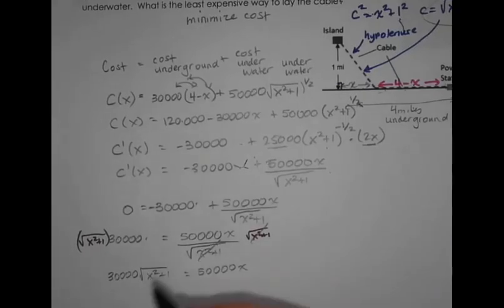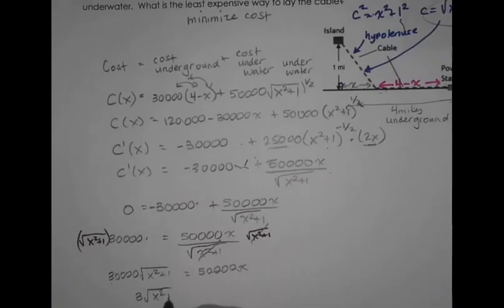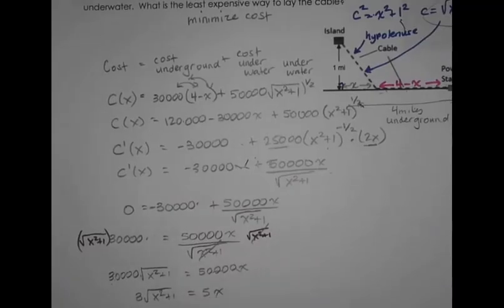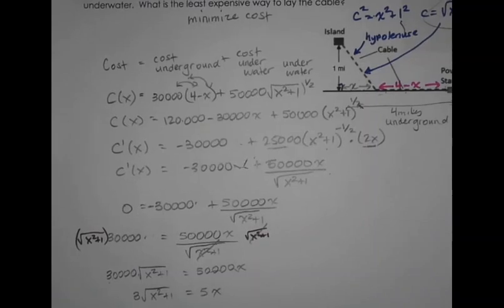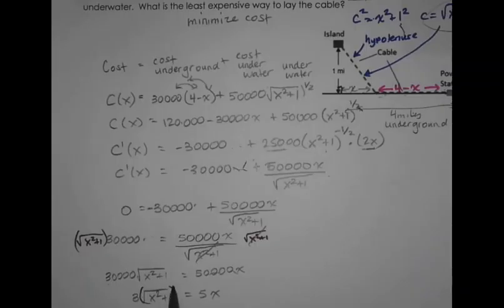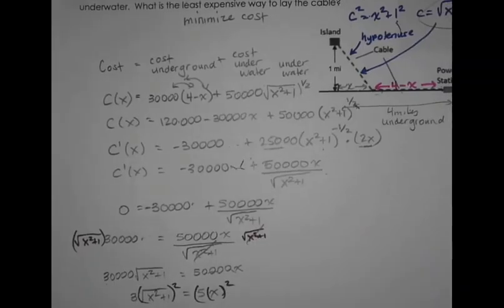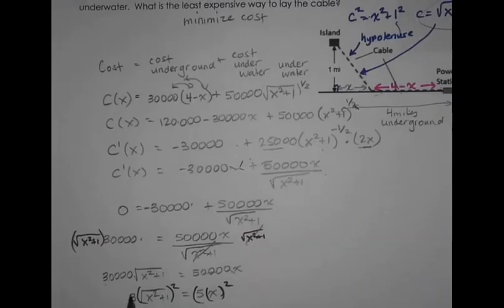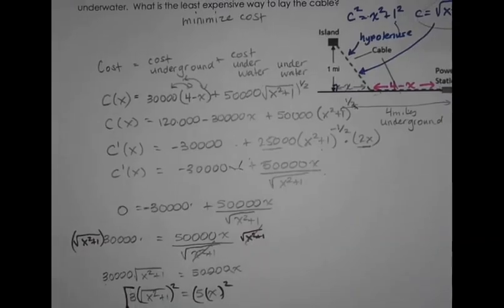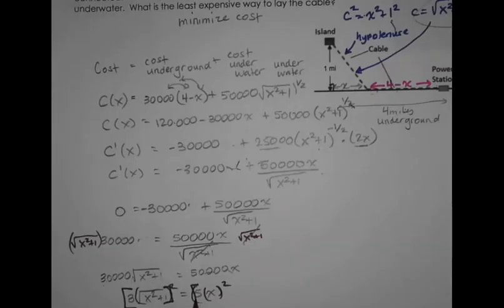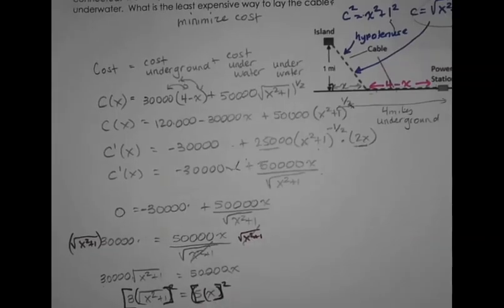All right, I'm going to reduce these, so I'm going to divide by 10,000. So this ends up being 3x squared plus 1 equals 5x. Now we're going to try and get rid of some stuff. Well, here I want to get rid of the square root. So let's square both pieces. Actually, we have to square, sorry, my fault. I have to square both pieces here and both pieces here. So I square both sides.